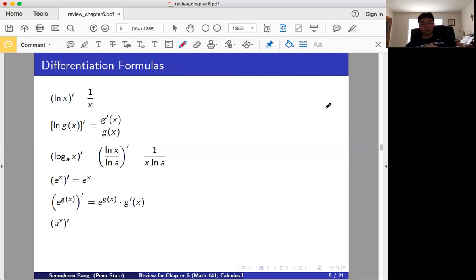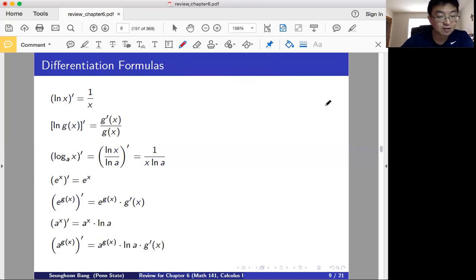So could you write your answer on the chatting board? What is a to the x prime? Do you remember? Is it right? A to the x times ln of a. It's good. A to the x times ln of a. So a to the g of x prime, chain rule again: a to the g of x times ln of a times inner function g prime of x.